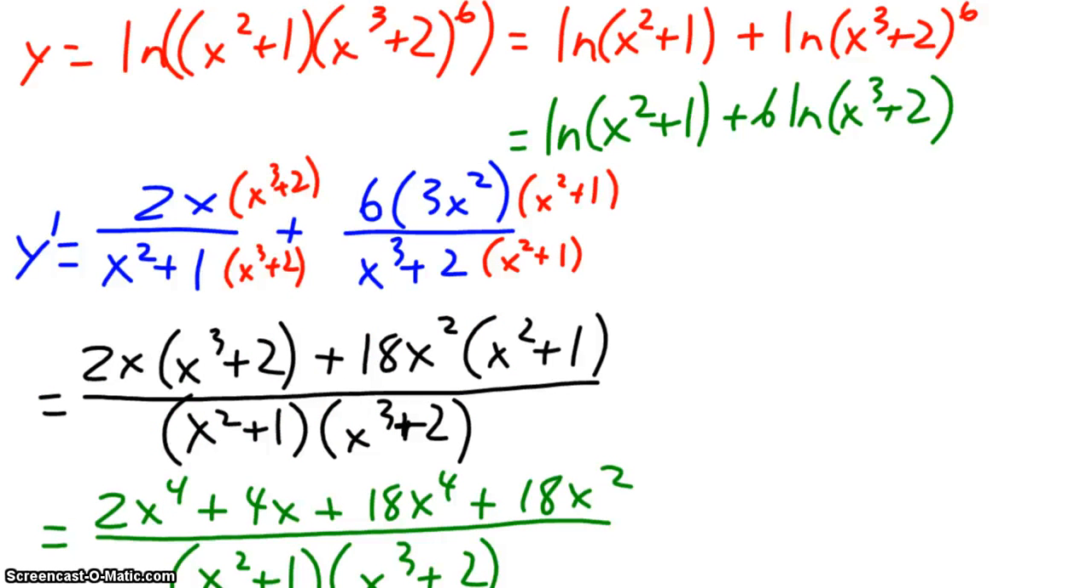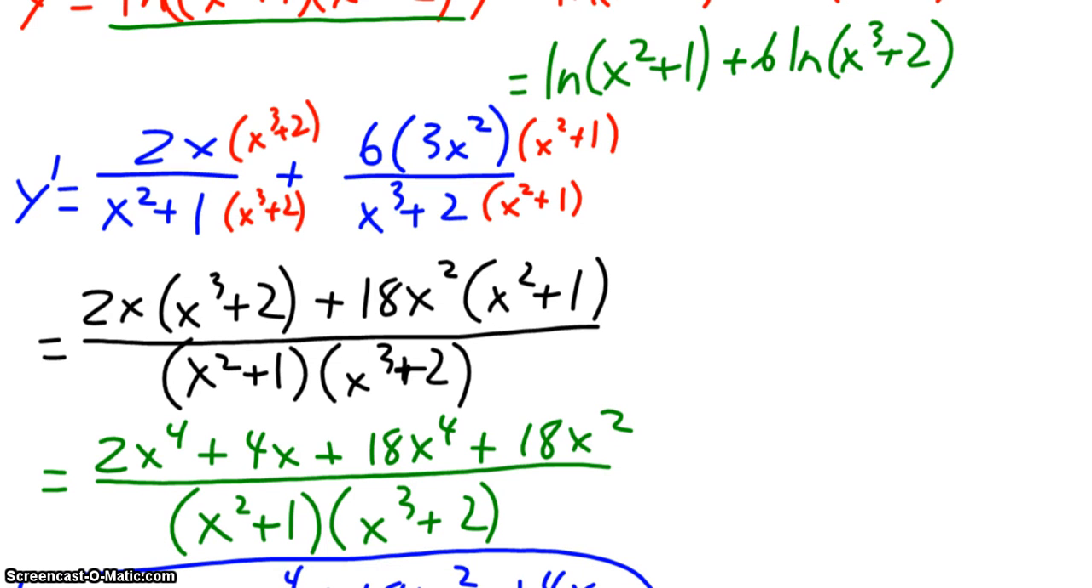So the other method is simplifying the original function using properties of logs first. So I rewrote the original function, and now because this is a product, I can separate it into two logs with addition. So this becomes the natural log of the quantity x squared plus 1 plus the natural log of the quantity x cubed plus 2 to the 6th. Because this is to the 6th power, I can bring that down in front. Now take the derivative of each one individually, and it's a much easier derivative.